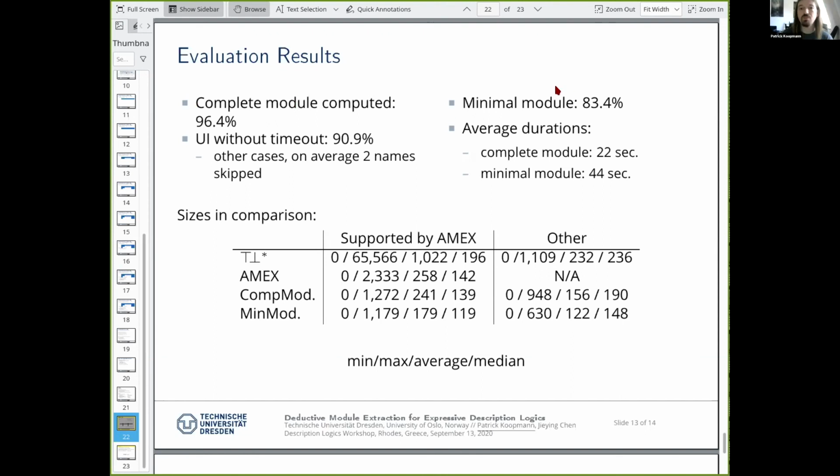Computing the minimal module was only successful in 83% of cases, and it turns out that minimizing the module on average took roughly the same time as computing the complete module. So we end up with 44 seconds in total, which is much slower than the other methods, which work more in the range of milliseconds, or at least below seconds. If we compare the sizes, however, we see that our approaches often result in much smaller modules. I'm almost there. I know the time is up.